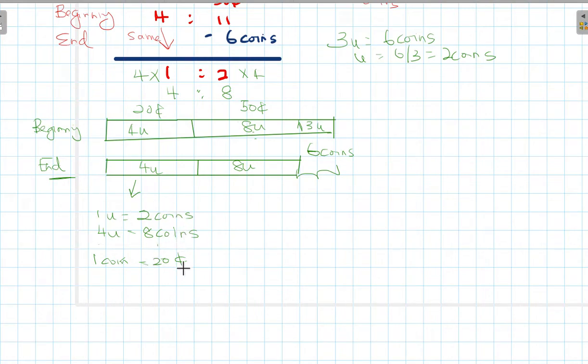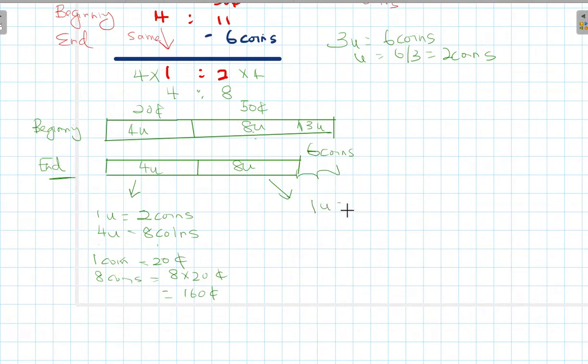Right now I'm talking about money already, because 1 coin equals 20 cents. I have 8 coins, 8 20-cent coins. So 8 times 20 cents will give me a value of 160 cents.